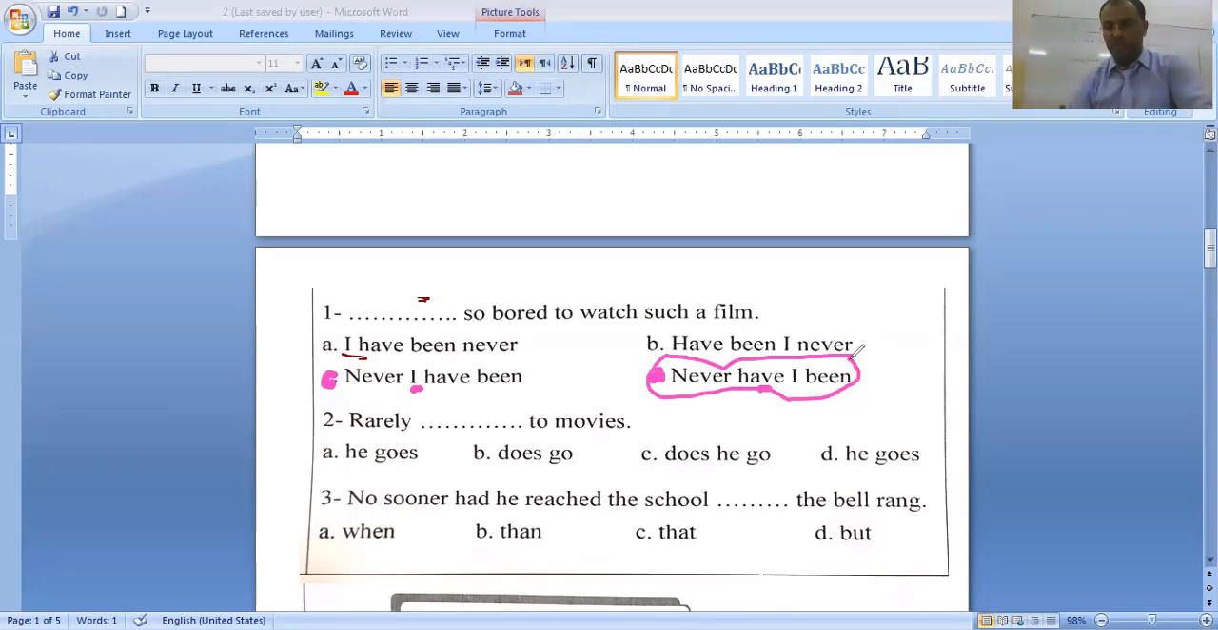Okay. Again, we move to the second question. Rarely blank two movies. Rarely, this is the adverb. Then we have two things missing here, the auxiliary verb, and after that, the subject. Anyone knows the answer, please raise your hand or just write it in the chat. Rarely two movies. Please choose one. Rarely he goes, does go, does he go, he goes. Which one is the right answer?